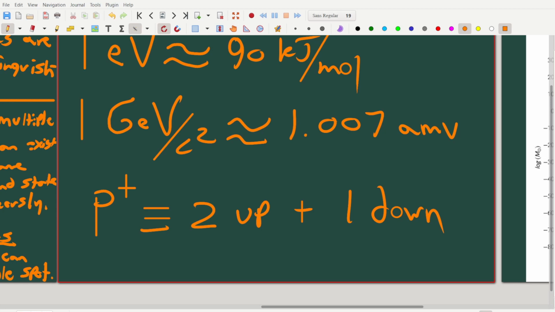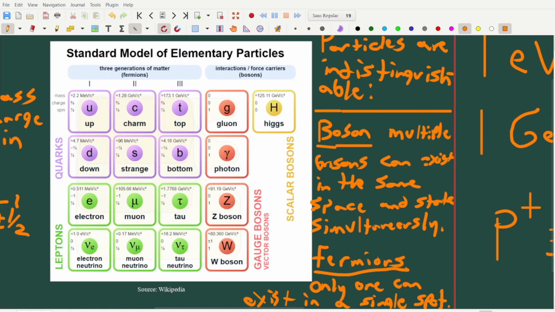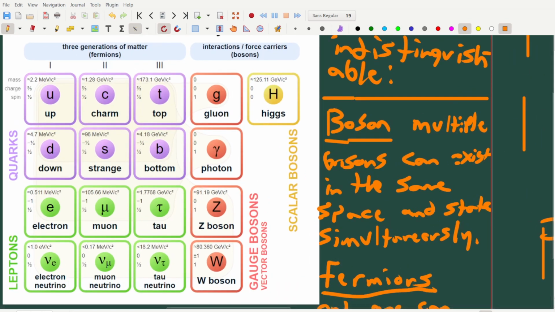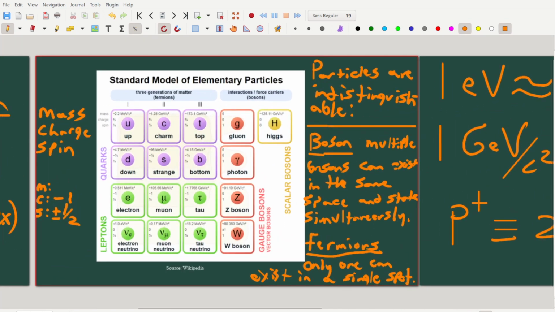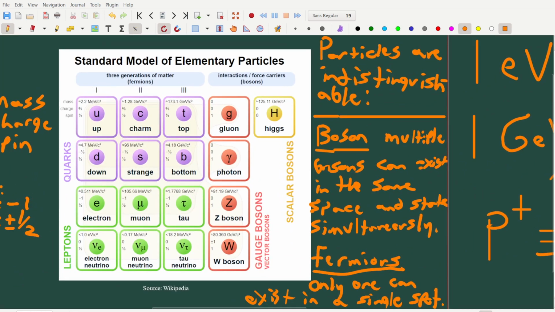And let's look at the properties of the 2 up and 1 down system. Yeah, that's right, 2 up, 1 down. So if we look at the up quark, it has a charge of 2/3. And the down has a charge of -1/3. So what's the total charge of 2 ups and 1 down? Well, it's 2 times 2/3, which is 4/3, minus 1/3. So the total charge of 2 up and 1 down is +1, just like the proton.